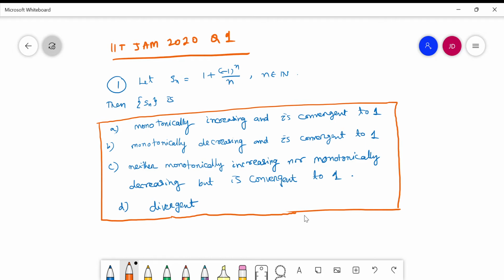Hello everyone. Today we'll be solving IIT JAM 2020 question number 1. So let's get started with the question.